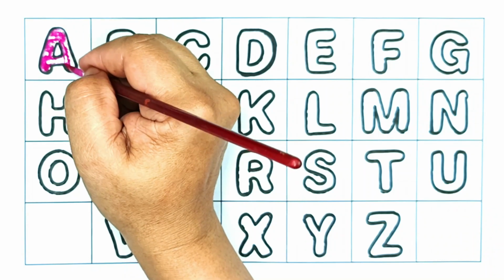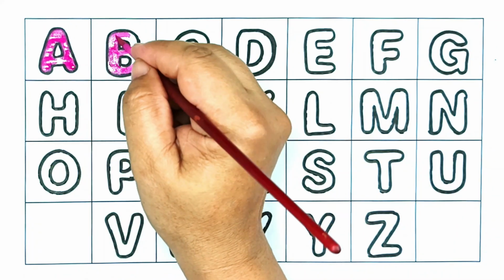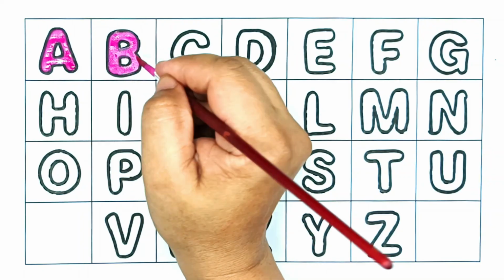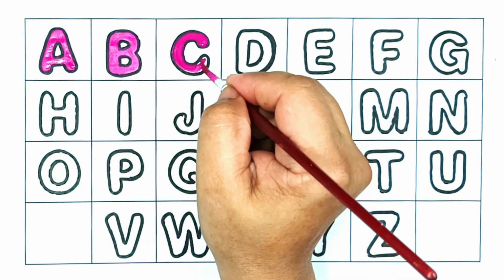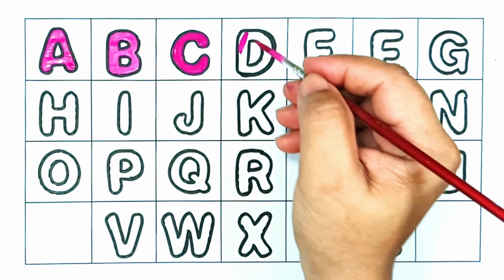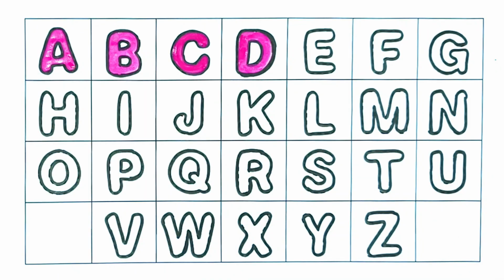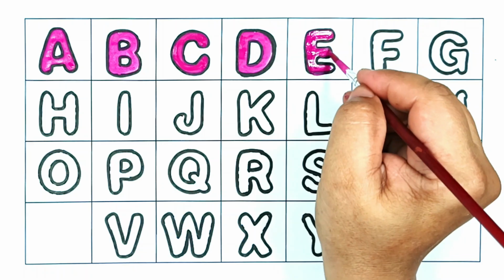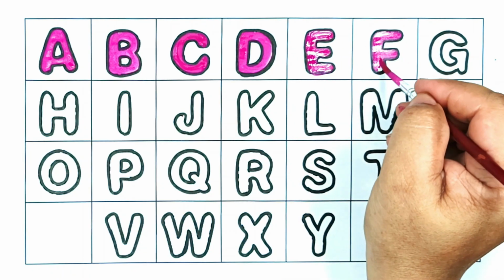A for apple. A for apple. B for ball. B for ball. C for cat. C for cat. D for doll. D for doll. E for egg. E for egg. F for frog. F for frog.